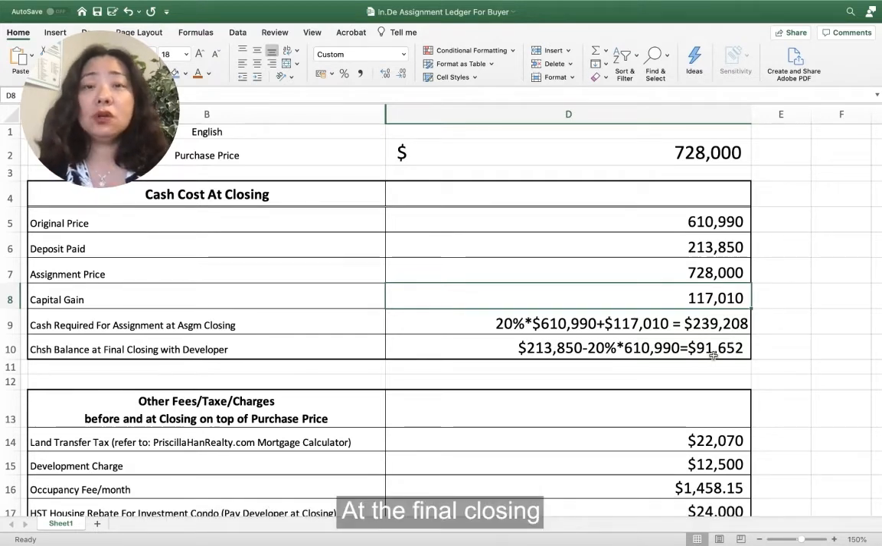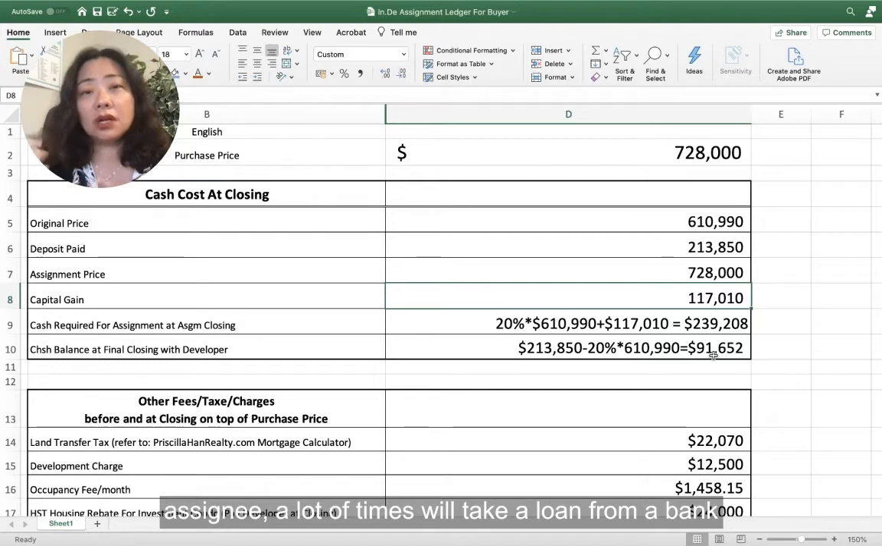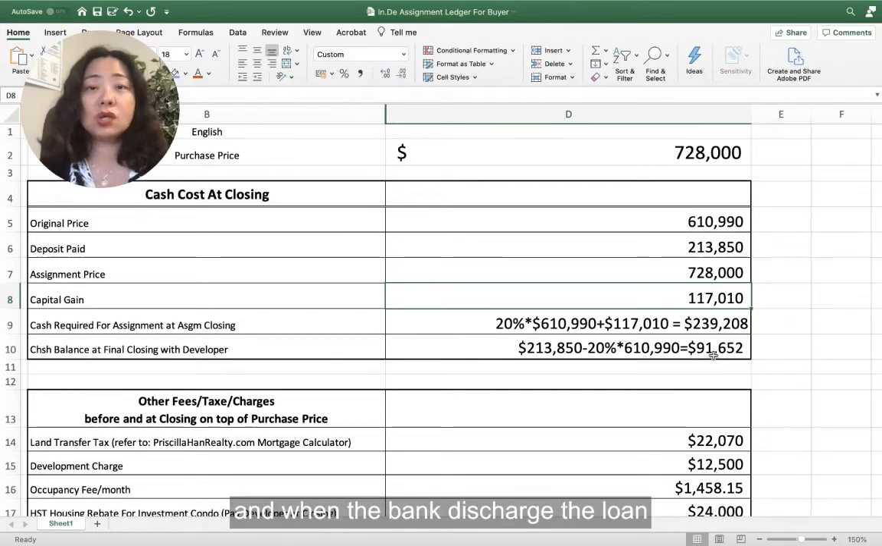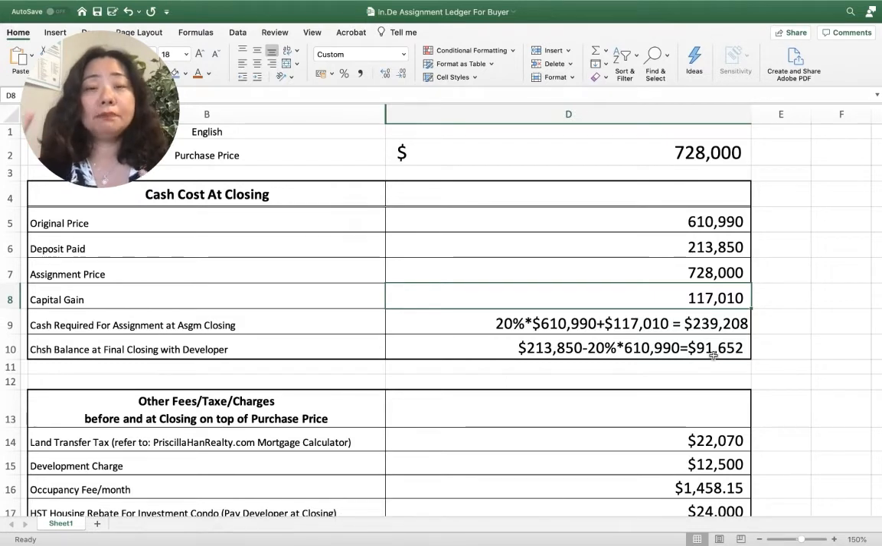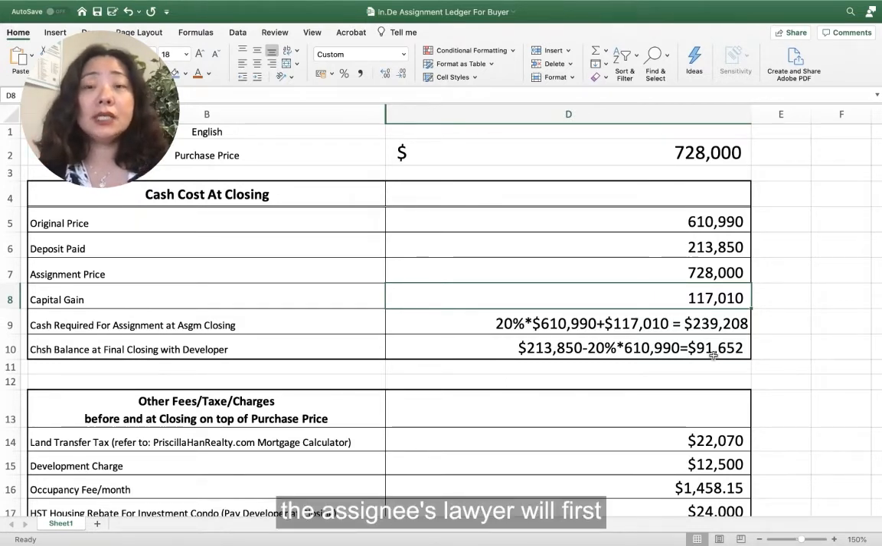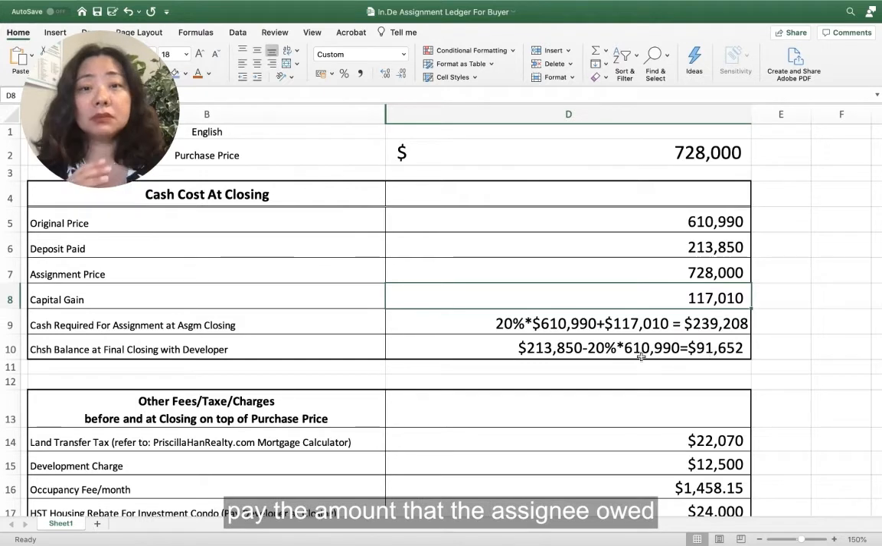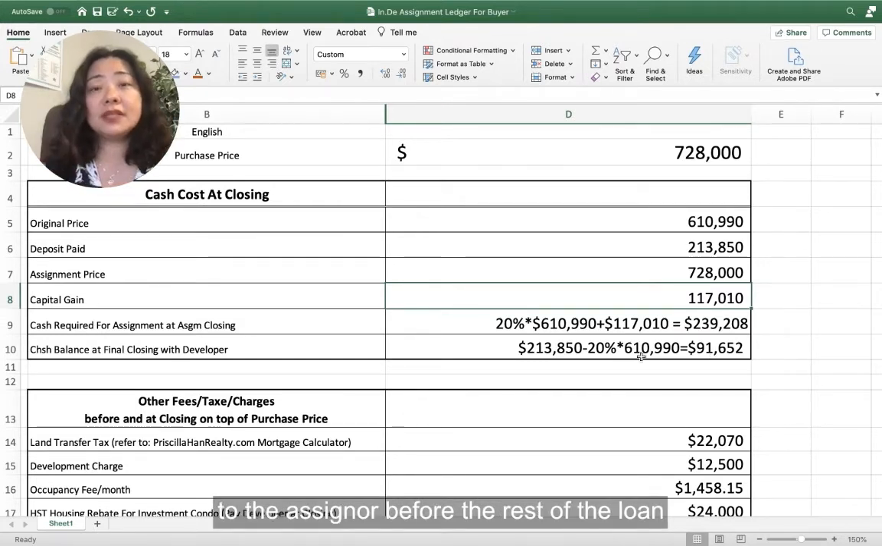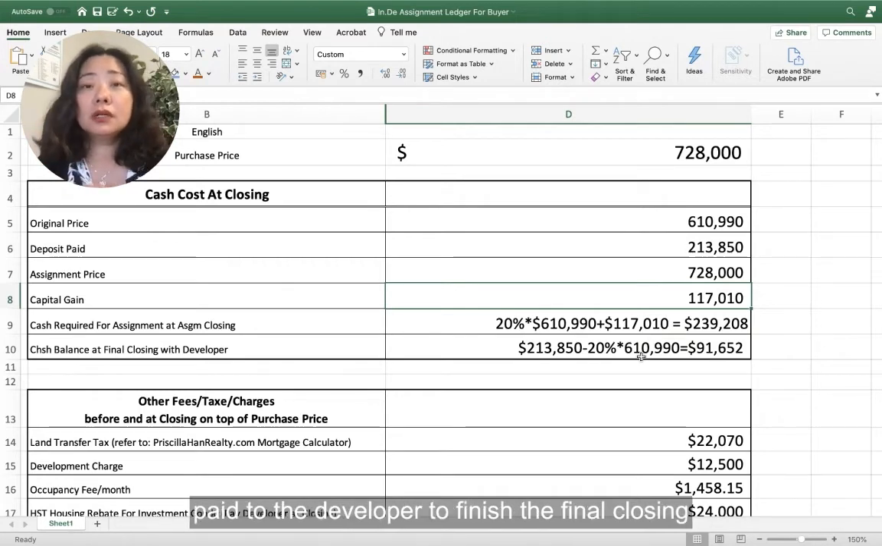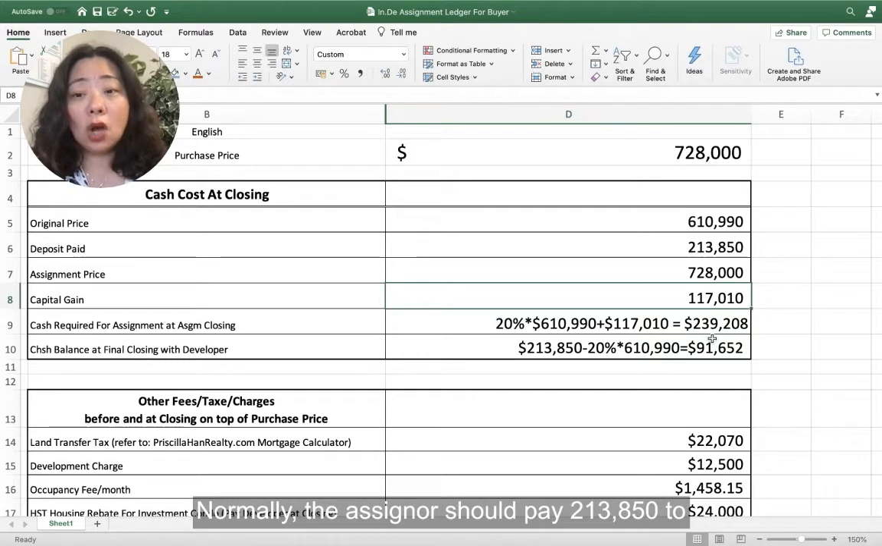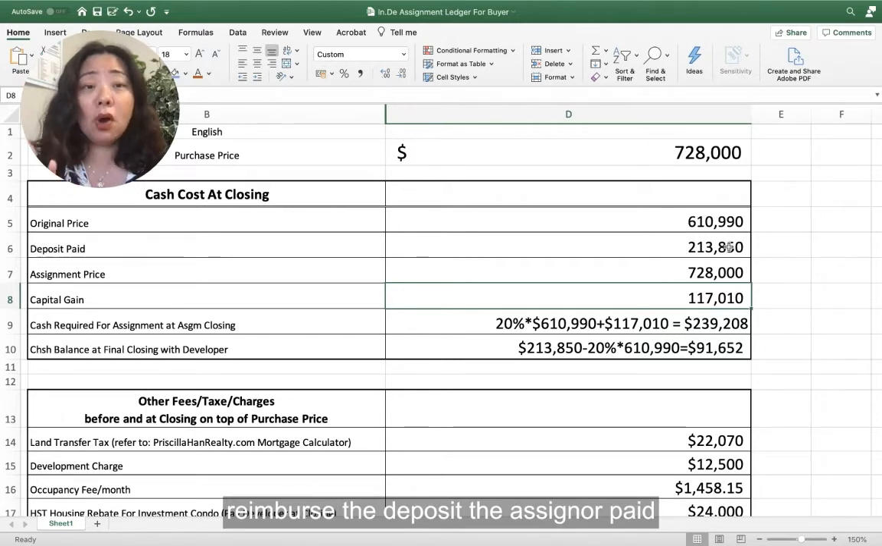At the final closing, the assignee a lot of times will take a loan from a bank, and when the bank discharges the loan, or they call funding, the assignee's lawyer will first pay the amount that the assignee owed to the assignor before the rest of the loan is paid to the developer to finish the final closing and register the title. Normally, the assignee should pay $213,850 to reimburse the deposit the assignor paid.